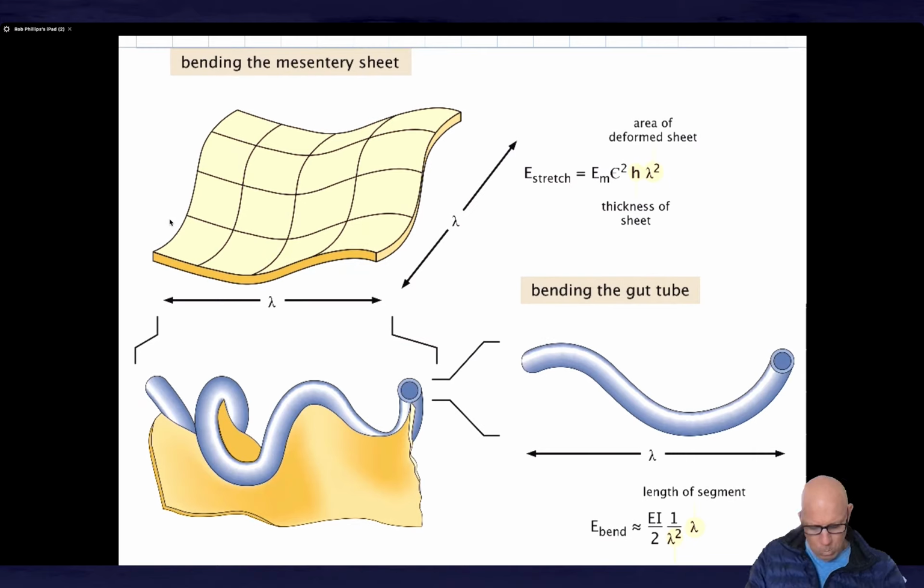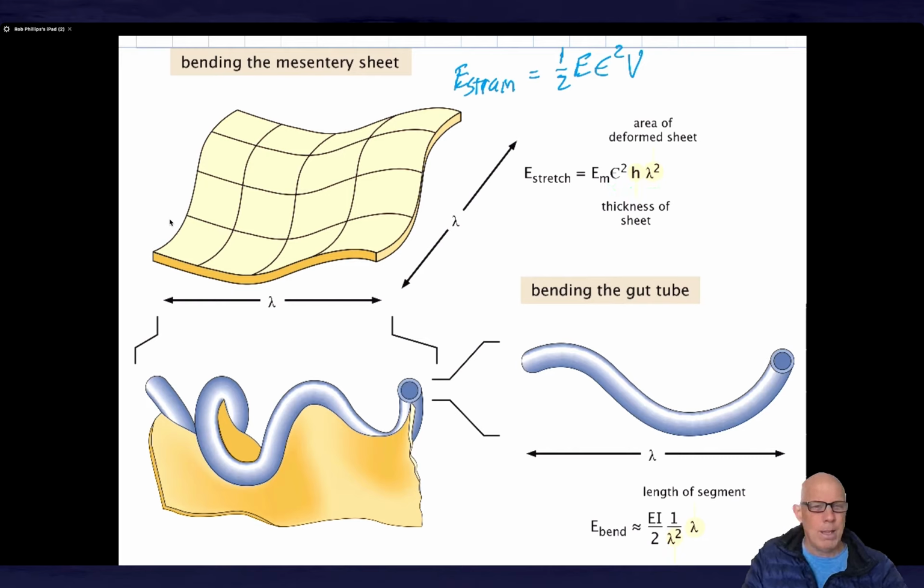So what do I need to remind you of? I need to remind you that E strain is generally given by 1/2 times some modulus times a strain squared times the volume. That's the general feature of a strain energy. So let's take a look at the stretch. There's a modulus associated with the mesentery. That's E sub m. There's a strain. That's epsilon, which is now squared. And then there's a volume.